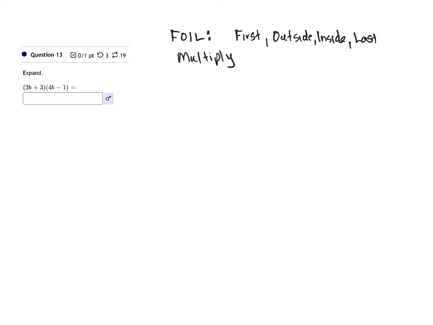So we'll have 2b plus 3 times 4b minus 1. So we're going to take this 2b and multiply it times the 4b. And that is basically your first terms of each binomial. So 2 times 4 is 8. B times b is b squared. Remember, when we multiply, we add the exponents.